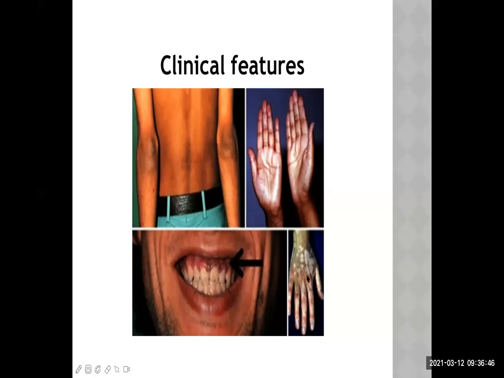Vitiligo, though directly it is not a clinical feature of Addison's disease, is known as a marker of autoimmunity. That means the same patient may be having different types of autoimmune disorder. So this is the way you explain here.